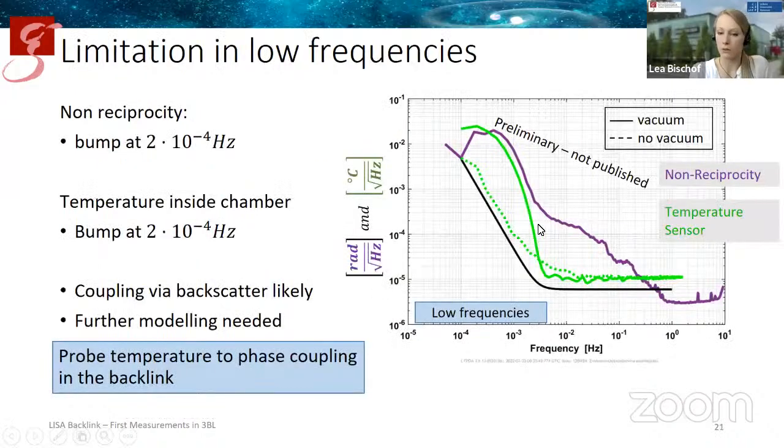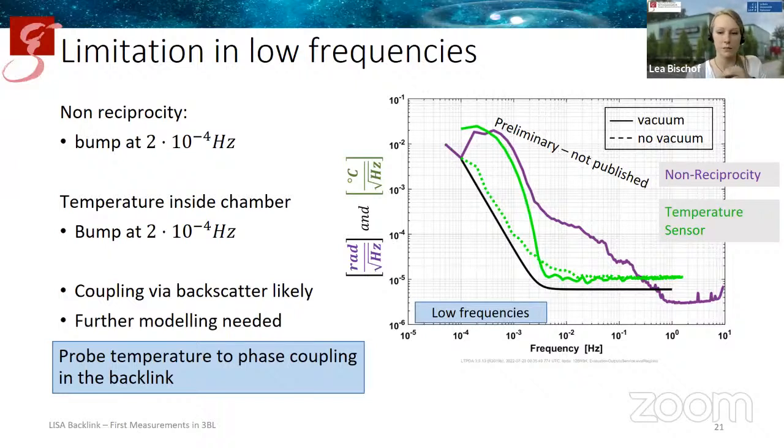And when we look at the non-reciprocity, we see here this bump at 2 × 10⁻⁴ Hertz, and here a plot of the temperature sensor measurements. They are basically at the same frequency, so we're very sure that there is some coupling happening. Again, it's mainly happening in the direct fiber backlinks. We believe it's somehow caused by or coupling via backscatter, but we need some further modeling to really make sure that we understand the process. We also see here a temperature measurement for a sensor without the pumps running, so at a much lower level. And therefore, we are convinced that as soon as we, for example, use a house vacuum instead of the turbo pumps, we can also reduce the noise in the non-reciprocity.